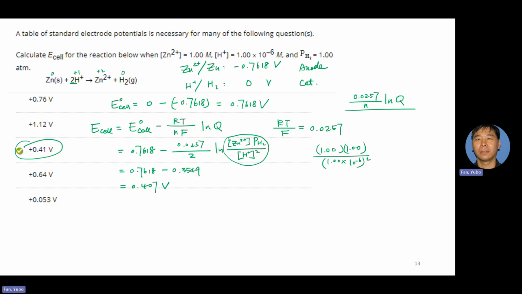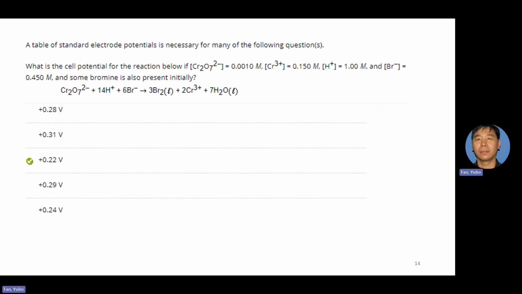All right, so this is also about the Nernst equation. Next question. Cell potential for the reaction below. This is also about the Nernst equation. We can find dichromate to chromium. The equation is balanced, so it's okay for us to do the calculation directly.